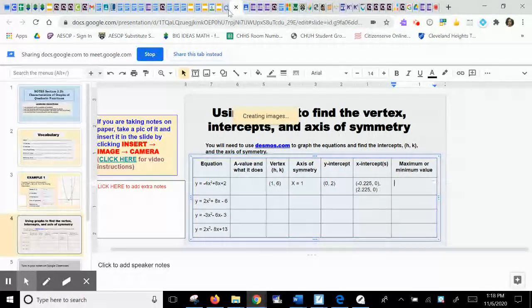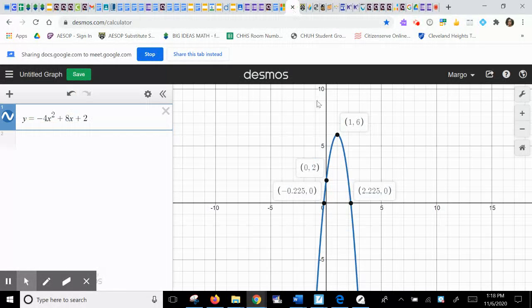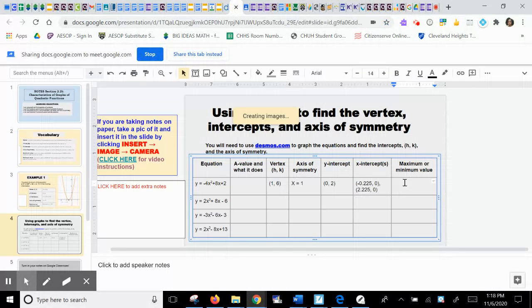The parabola is upside down, so my vertex is at the top. That means I have a maximum value because the vertex is at the top. So we got a maximum, and it's at y equals 6. The 6 is the k value of the vertex.